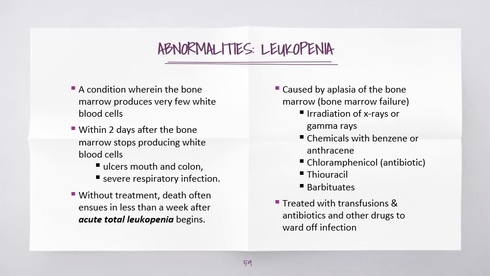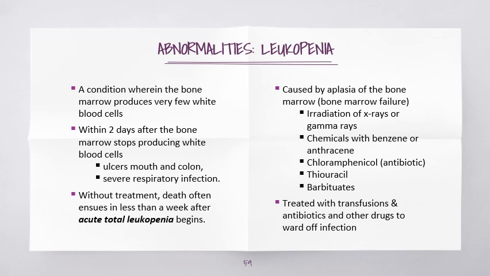Leukopenia is a condition wherein the bone marrow produces very little white blood cells. So, leukopenia actually is the same with anemia. The number of your white blood cells are decreased in the blood. Within 2 days after the bone marrow stops producing white blood cells, patients will have ulcers in the mouth and colon, or much worse, will have a severe respiratory infection. Patients will die in less than a week after acute total leukopenia begins if there is no intervention that will be done.